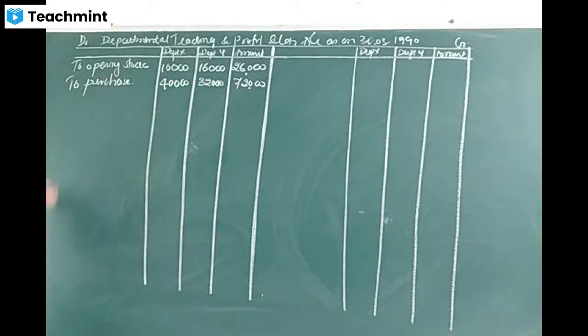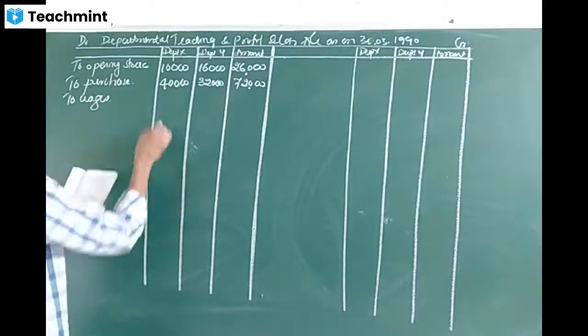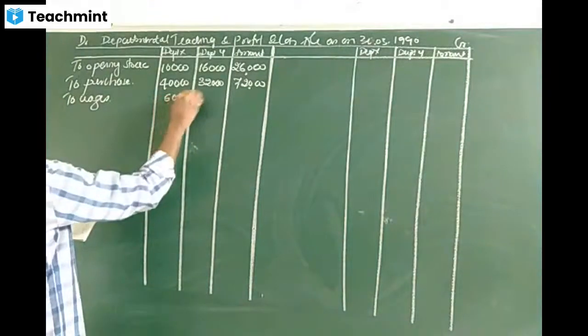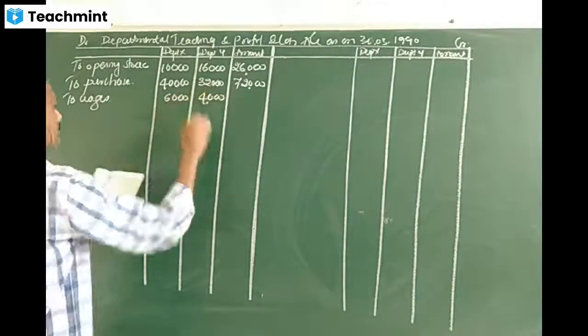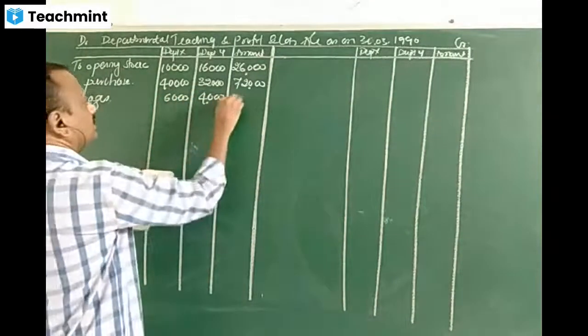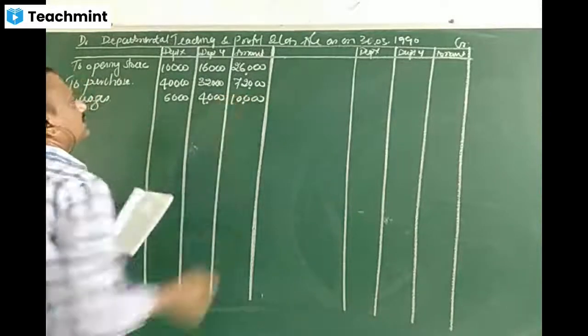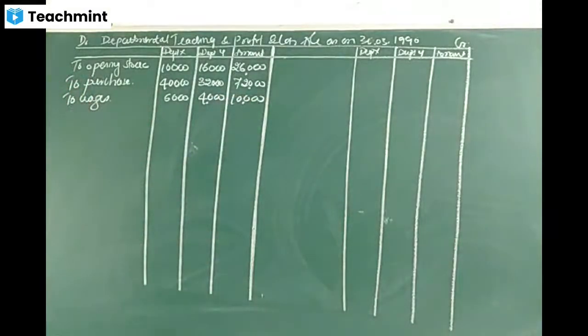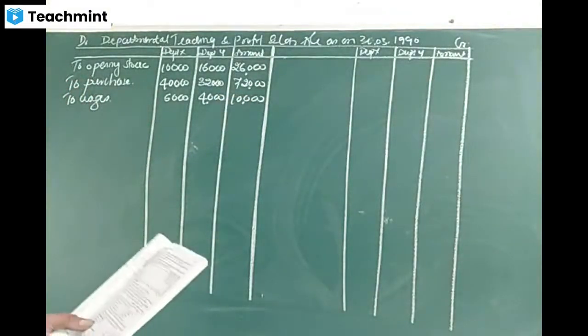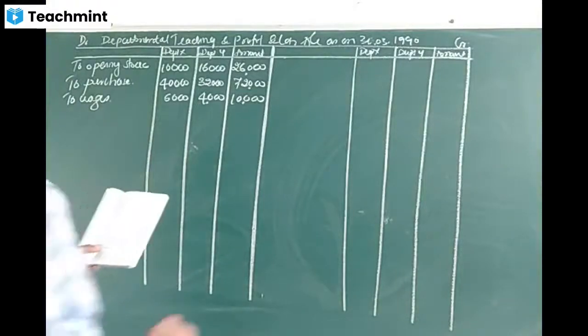After that they have given wages. So enter wages: 6,000 and 4,000, total will become 10,000.